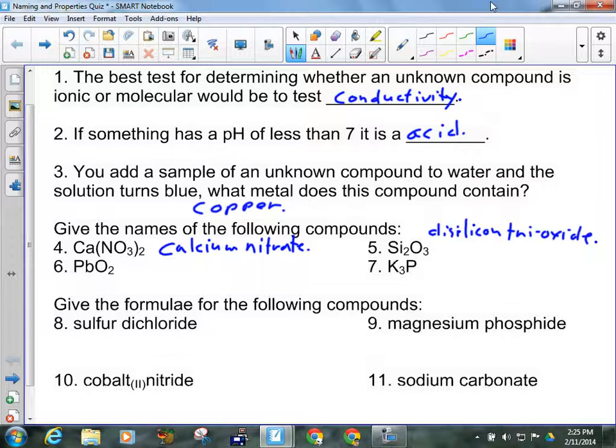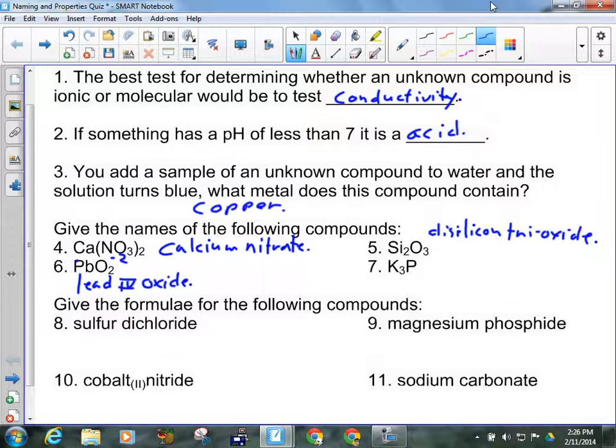Number 6, I've got lead and oxygen, which is an ionic compound, but lead has more than one possible charge. It can be a 2 or a 4. So what I have to figure out is, which one is it? Well, every oxygen is -2. 2 times -2 is -4. There's only one lead here, so it has to be +4. So this is lead, Roman numeral 4, oxide. If they don't have the Roman numeral, it's wrong. No half marks on that one. It's just wrong if they don't have the Roman numeral or they have the wrong Roman numeral.